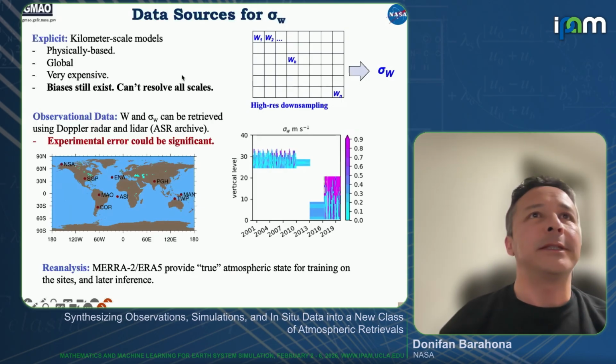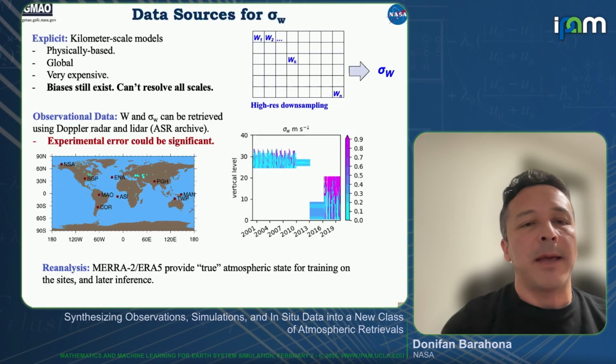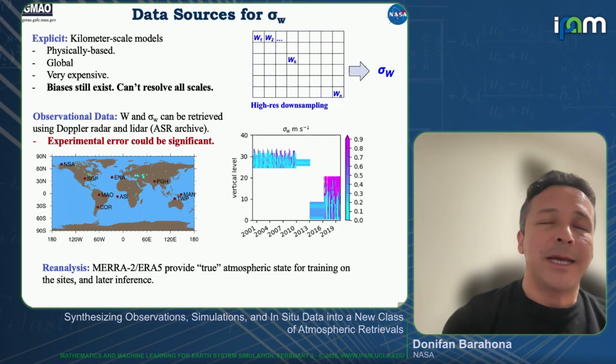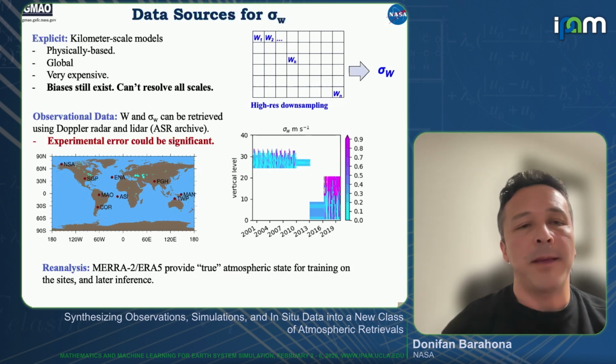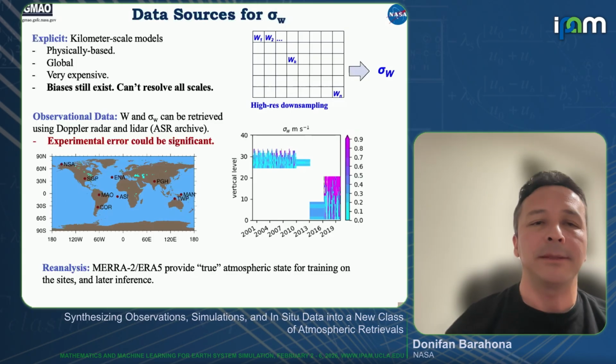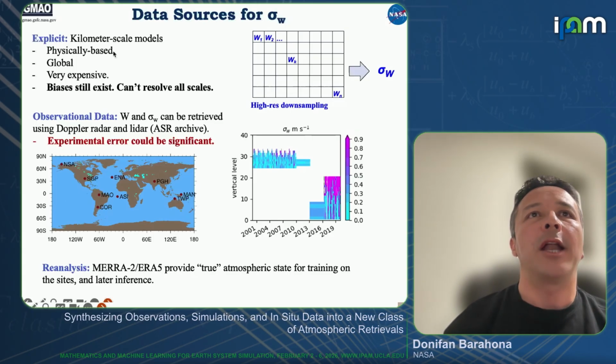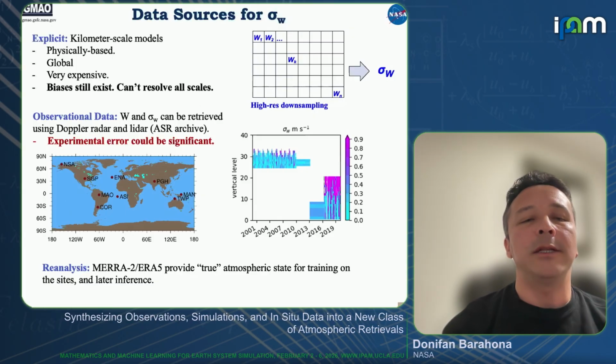As I mentioned before, this is physically based. We like it because it's based on the dynamics of the model. It's global, which is nice, but it's also very expensive, so it's not something we can just do every time we need this variable. There are studies showing that they are better at representing microphysics and dynamics, but they are still not perfect. There are still biases associated with this model. And of course, it can't resolve all scales. It doesn't matter how high you go in your resolution, there is always a component of the variability of vertical velocity that is going to go unresolved.